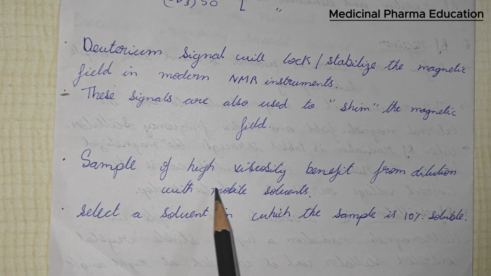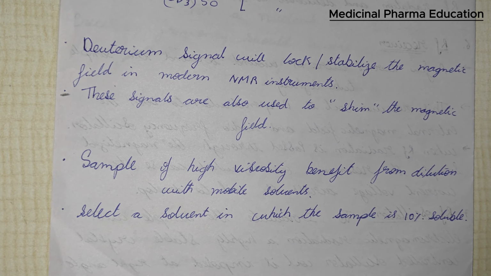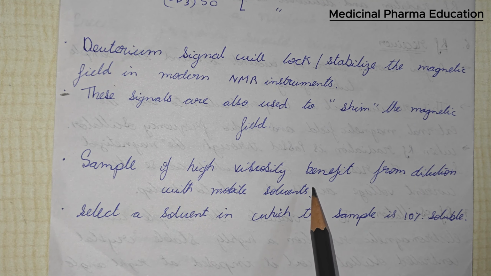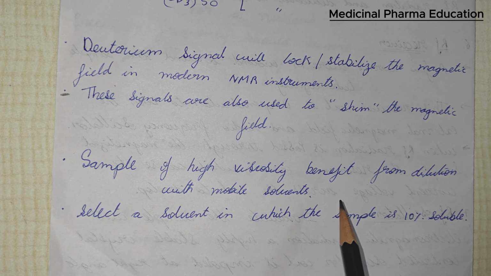Next, samples of higher viscosity benefit from dilution with mobile solvents. If the sample has higher viscosity, we can directly dissolve it in the solvent, and it dissolves and is also diluted. This is the advantage if the sample is of higher viscosity. Selection of solvent: we have to select the solvent in which the sample is at least 10% soluble. These are some properties.